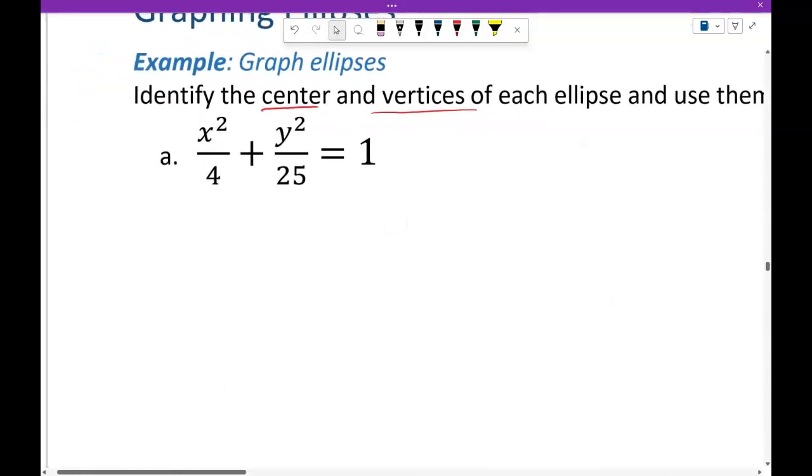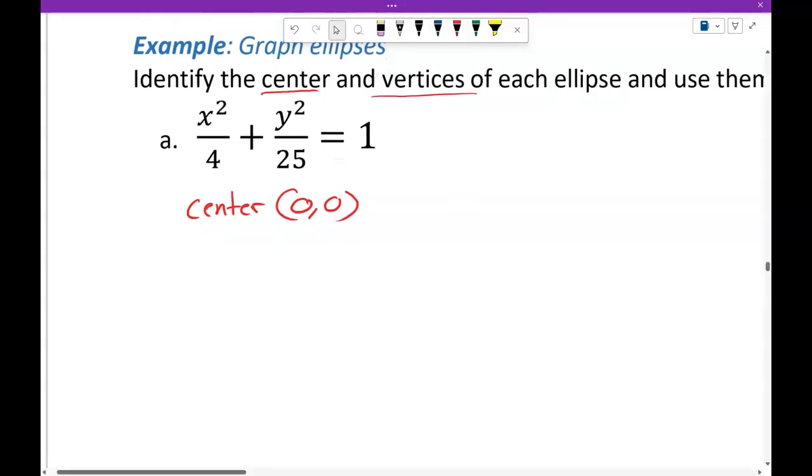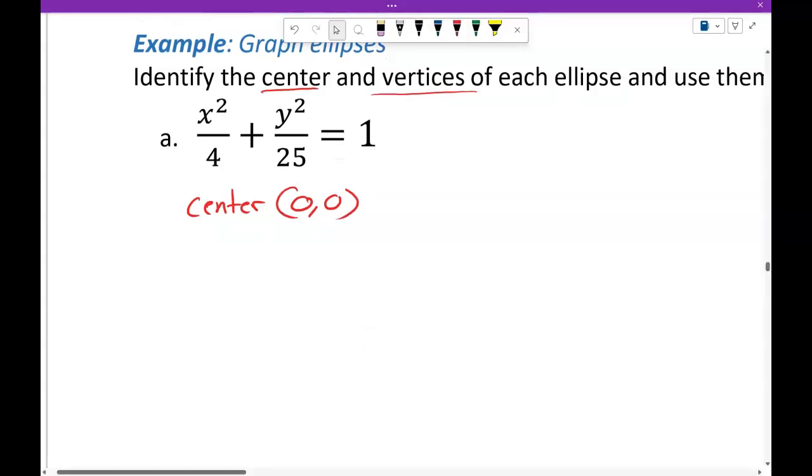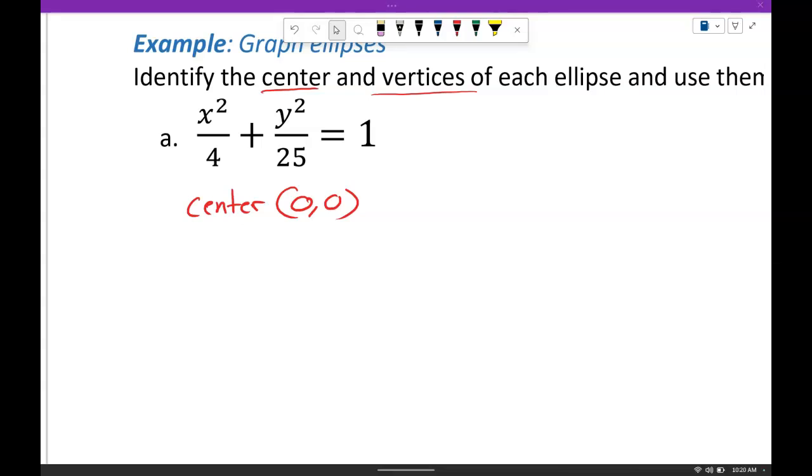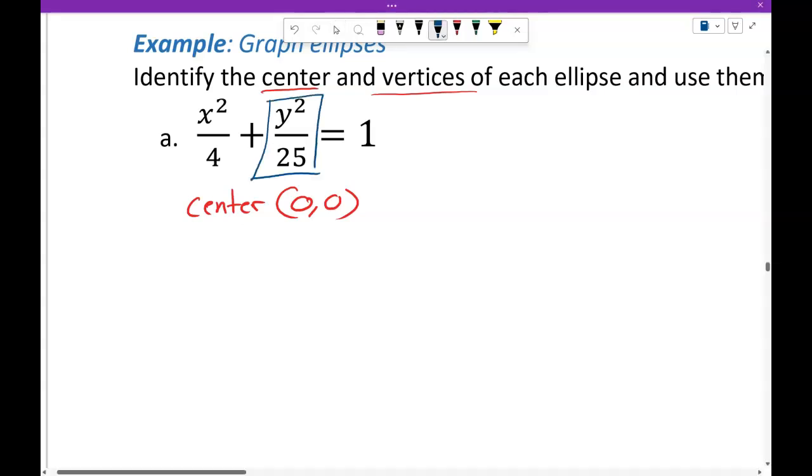And so we're going to look at the equation for this ellipse and first identify where the center is. Since there's no constants in the numerator, we know that our center is going to be at the origin, 0, 0. Now we want to think about which way our ellipse is going to be oriented. Since the largest denominator is underneath the y term, that means we're going to have a vertically oriented major axis. Our major axis will be vertical.